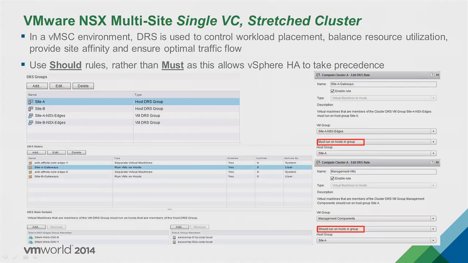And we typically use DRS rules that state VMs should run on hosts within their DRS group rather than must. So this allows vSphere HA to take precedence and restart those workloads if required, and make sure that DRS doesn't lock them to a single site. And there's a few configuration examples here on the screen, which really describe how DRS helps keep workloads on the same site for optimal performance. So for example, you might want to keep latency-sensitive applications together on the same site and only fail them over together.